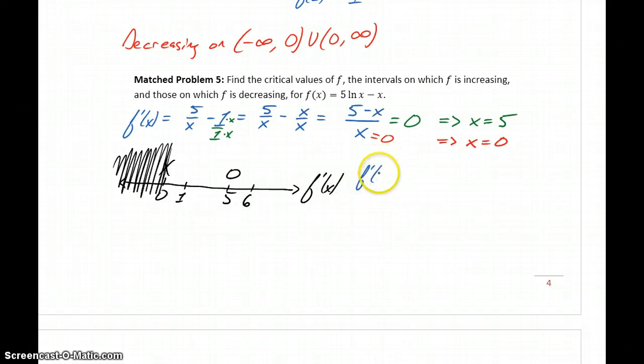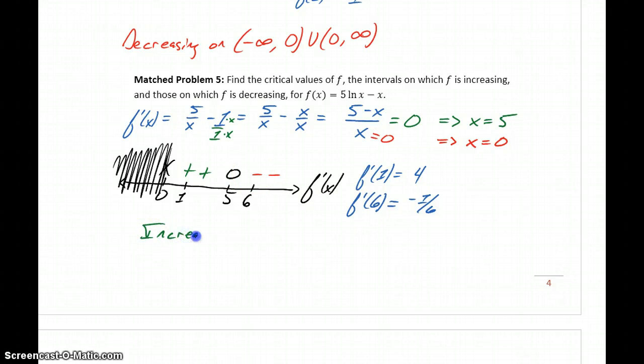So evaluating our first derivative function at 1, that's going to give us 4. So our function is increasing. And evaluating the derivative at 6 is going to give us negative 1/6. So our function is decreasing. So in this case, our function does change from increasing to decreasing.